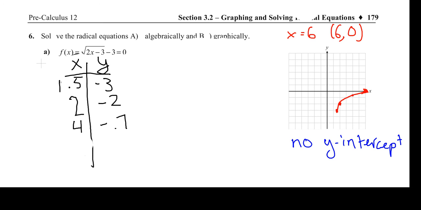I need to heed my own advice. Alright, so 6 is the last one that we're going to do, and then I'm not going to have any more problems with this fat pen.